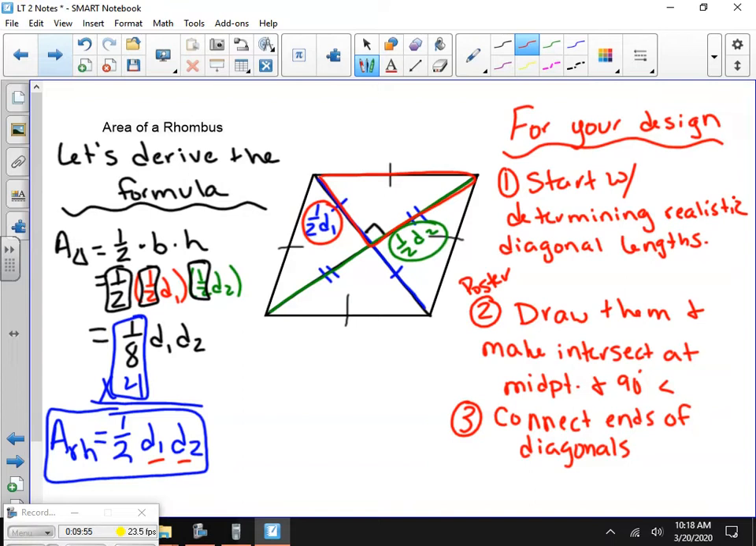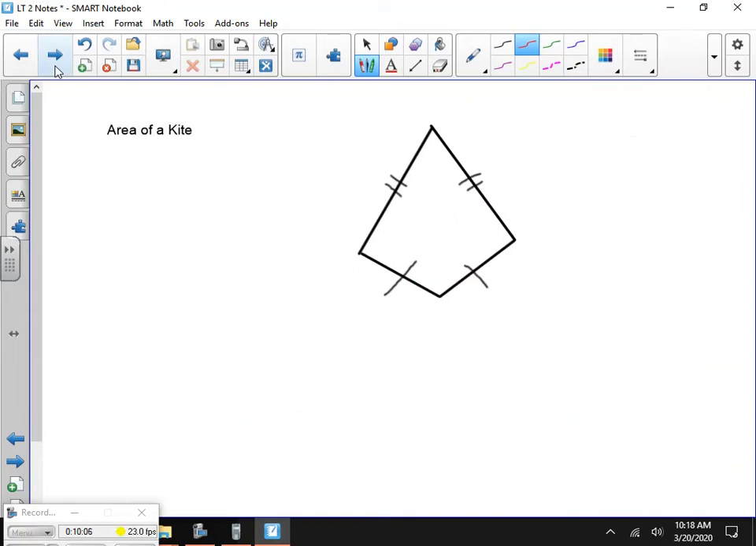Next, we have area of a kite. Okay. Area of a kite is very similar to area of a rhombus. You use the triangles, and the diagonals create the triangles. Okay. So the area of a kite is 1/2 diagonal 1 times diagonal 2. So it's actually the same exact formula as a rhombus, and that's because it uses the idea of finding the areas of the triangles inside the kite.